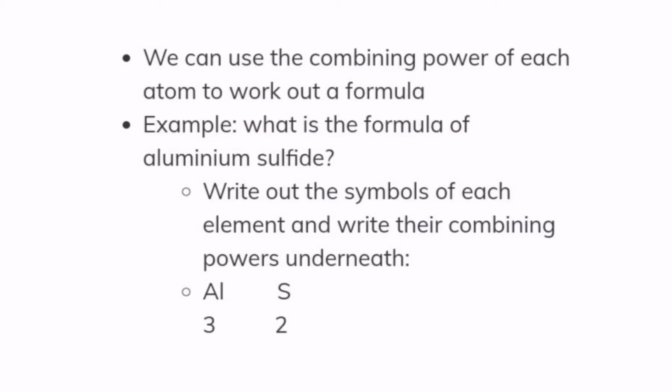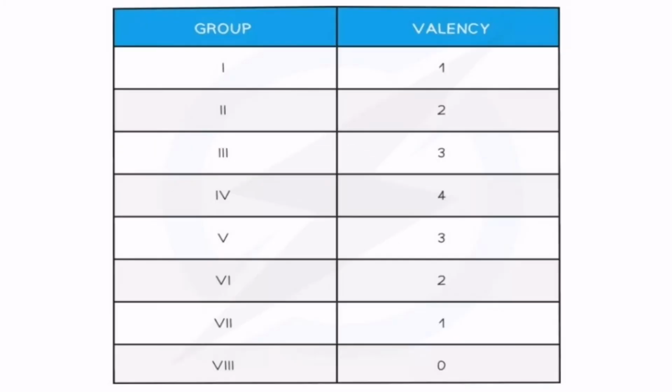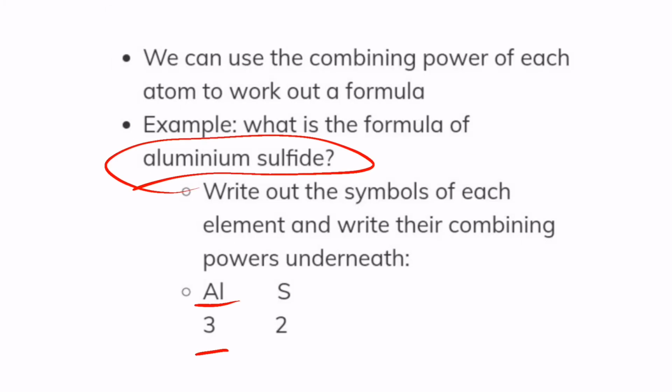So we can use the combining power of each atom to work out a formula. Let's look at an example of aluminum sulfide, and how we can use the combining power. Write out the symbol of each element and write their combining powers underneath. So here we have aluminium. Aluminium is in group 3, and elements in group 3 have a combining power of 3.